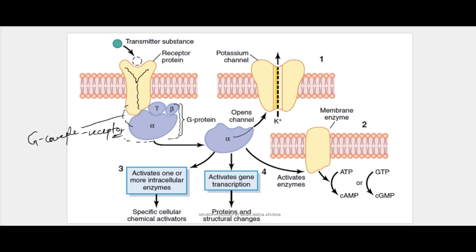It might eventually open an ion channel. It might activate an enzyme. It might activate transcription of specific genes, even though that is not as common. It might activate one or more other intracellular enzymes. Because with these second messengers, you'll realize that these systems are a series of enzymes. Once this is activated, X activates Y, Y activates Z, and the story continues. The story could be long. But the famous ones are the cAMP and the cGMP.